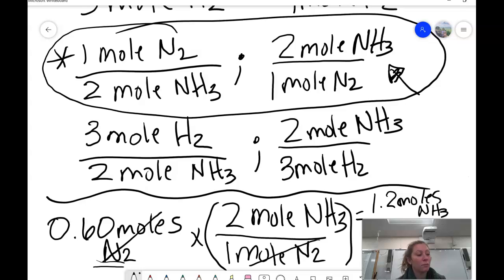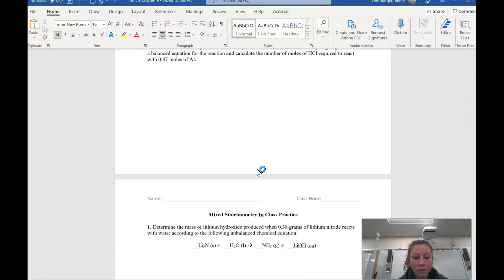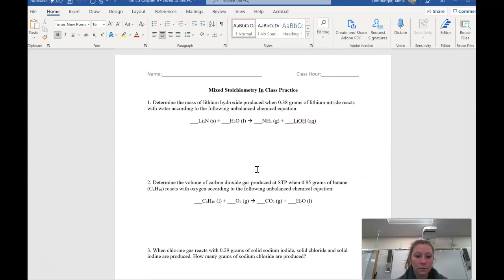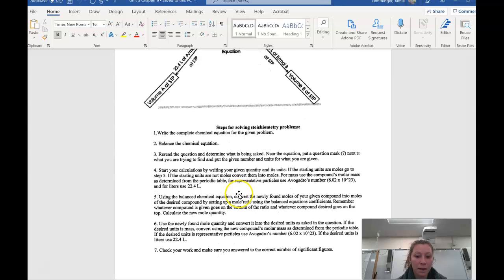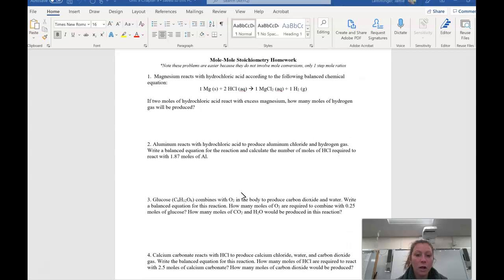Now, if you're still looking for more work to do, page 7 of your pink packet, it says mole-to-mole stoichiometry homework. So if we go back to the packet, mole-to-mole stoichiometry homework. Oh, the computer got mad. This will help you practice some more of the same types of problems. My expectation is that if you finish the mole ratio POGIL, you would work on this.